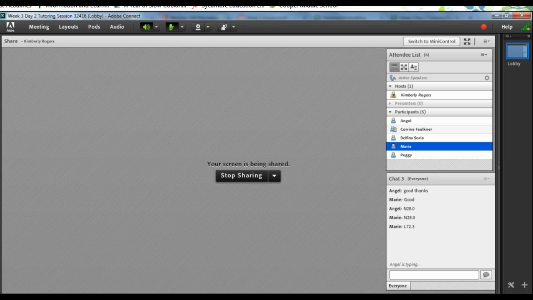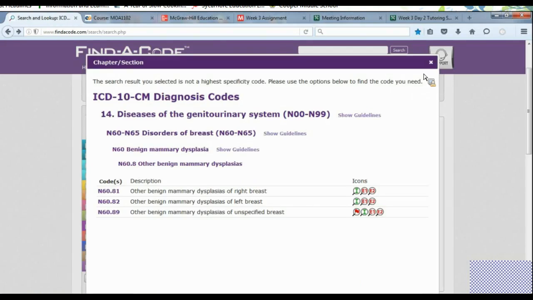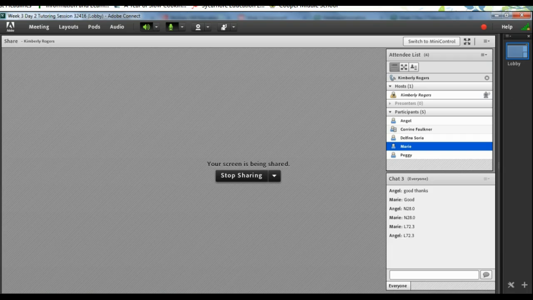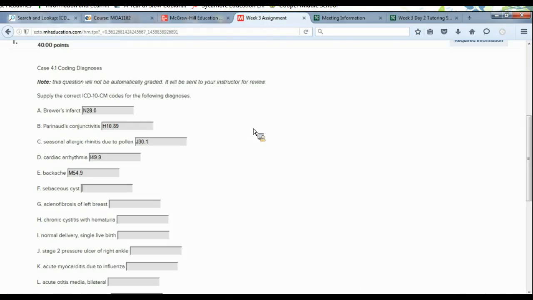Yep, that's correct. L72.3. Yep, that's right, Angel. Good job. Angel Marie, yep, that's correct. So L72.3. Okay. Now moving on to adenofibrosis of left breast.